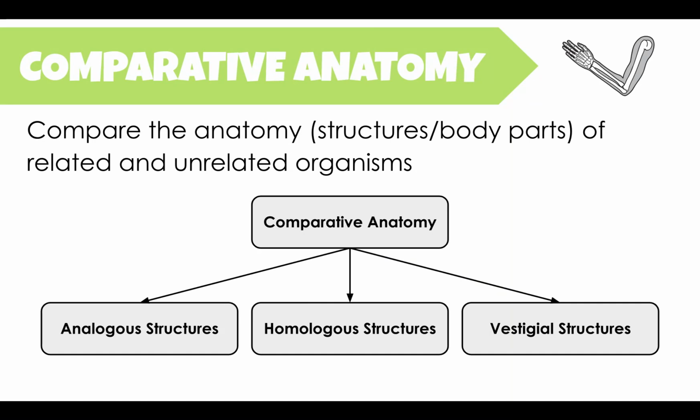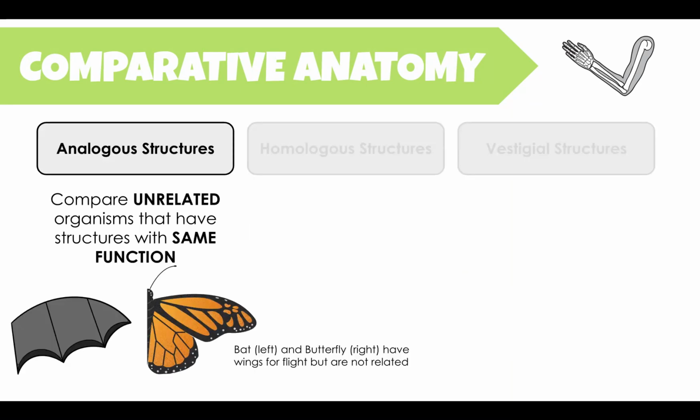We're going to look at analogous structures, homologous structures, and vestigial structures. So these can be pretty confusing, especially the analogous and homologous. So we'll start with analogous structures. So what we're doing here is we're going to compare unrelated organisms. And what we notice about these unrelated organisms is that they have structures with the same function.